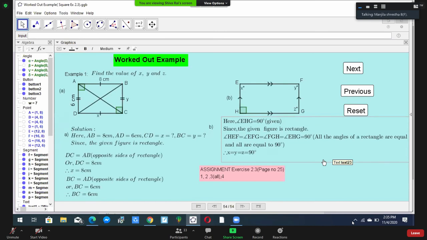Can you explain this B number? Yes, sir. Once again, B number, can you explain? Okay, everyone listen carefully. This figure is EFGH. And here angle S is given as 90 degrees. This is the notation of 90 degrees, you already know this. And here you will see the parallel sign. This is parallel to this and this is parallel to this.